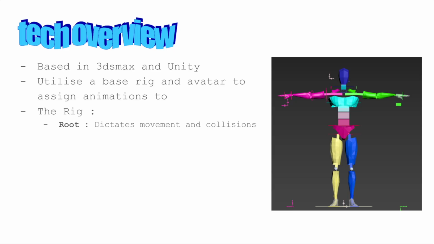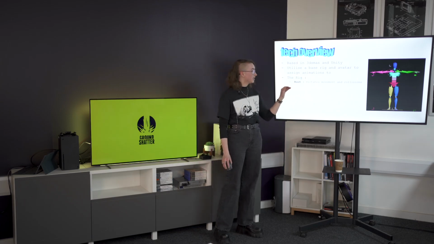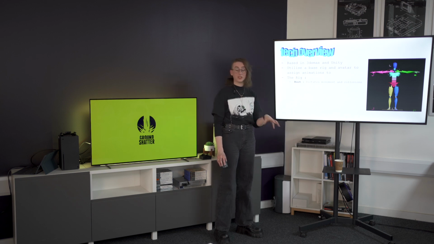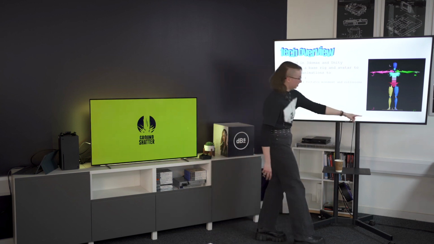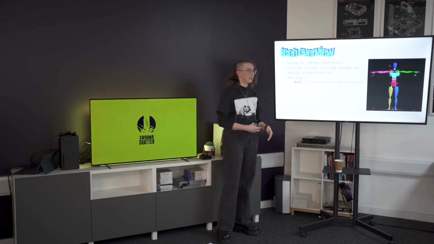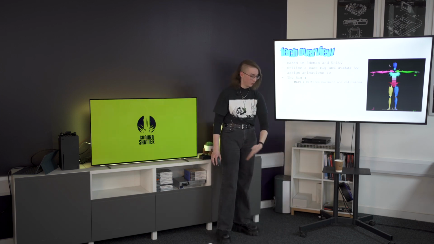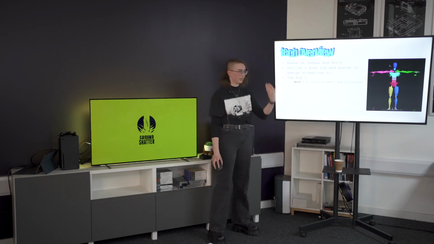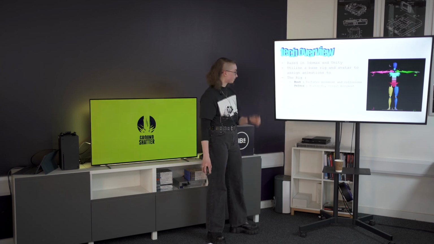In the rig, we have a few main things. So the root, which dictates movement and collisions. And this is invisible to the audience. This isn't something that we as animators are really concerned with. All we need to make sure is that this root, which is this tiny cross here, is following the character. And that basically means that when he's passing over someone, if there's a ragdoll in the way, the ragdoll will move and respond to the collisions of the guy.